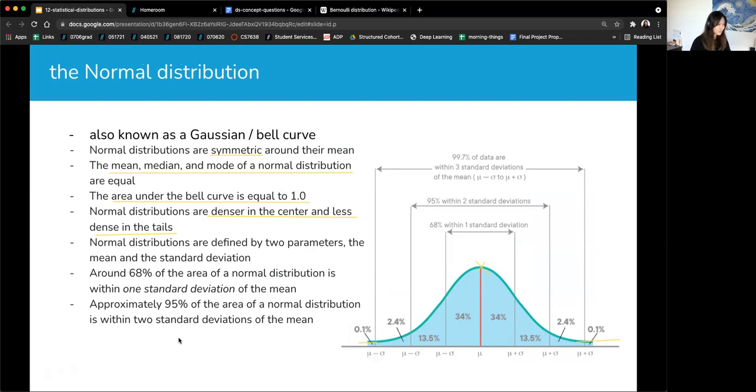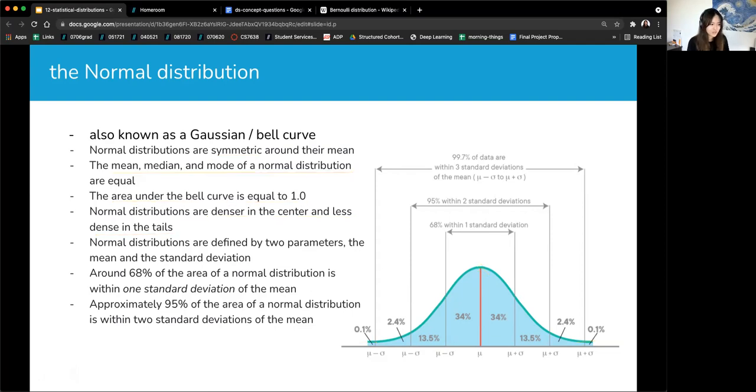So some more quantitative facts about normal distributions. About 68% of the area of a normal distribution is within 1 standard deviation of the mean, and about 95% of the area is within 2 standard deviations of the mean. So that part could sound a little bit abstract.